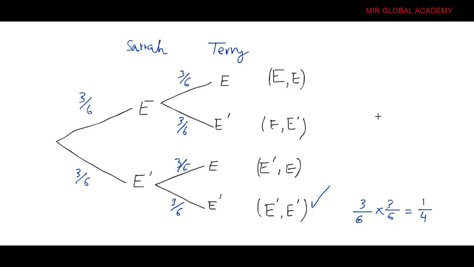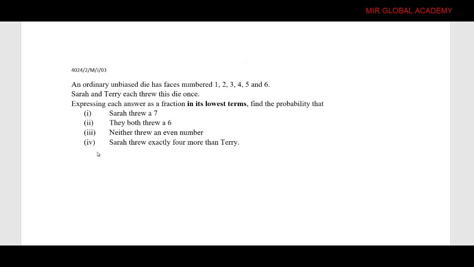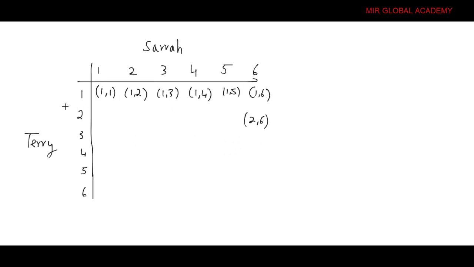1 over 4. Find the probability that Sarah threw exactly 4 more than Terry. It is better to draw in this case the possibility diagram for 2 events, or you can also draw the list of the numbers for this case as well. This is a possibility diagram. Suppose the first throw is from the Terry side and the second throw is from the Sarah side.